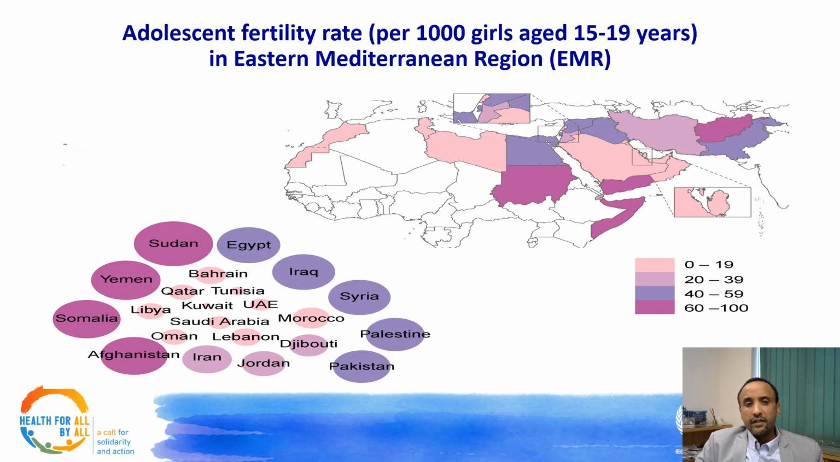To start with, let's have a look at the adolescent fertility rate in our region. It is significantly high, especially in some countries such as Afghanistan, Somalia, Sudan, and Yemen. And this denotes the importance of adolescent sexual and reproductive health issues in general, but also in particular the importance of comprehensive sexuality education to make sure that we are addressing adolescent sexual reproductive health issues, including fertility rate and reducing the fertility rate indicators in our countries.